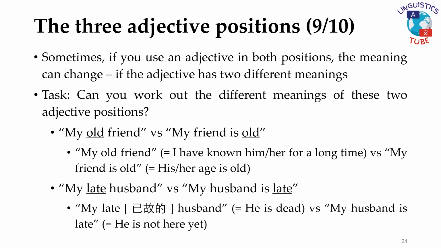Let's start with the predicative position. My husband is late means he is not here yet. This is the common meaning of late. However, if you use it attributively, my late husband actually means he is dead. This meaning of late can only be used with relatives, close friends, or famous people. You cannot say my late pet dog or my late boss, for example.